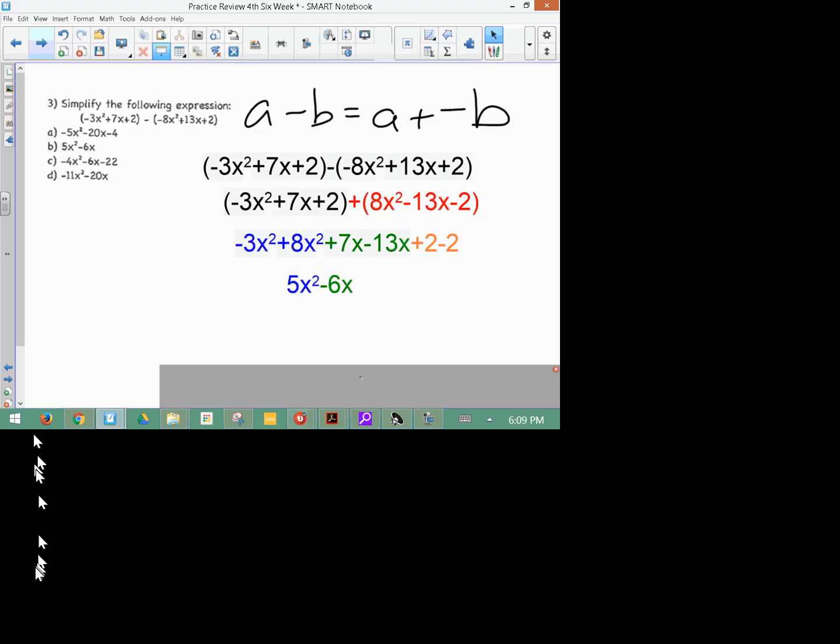I can't even add these because 5x squared is one term, and negative 6x is another term. These are unlike terms, so I can't add them. So that's why my answer is B.